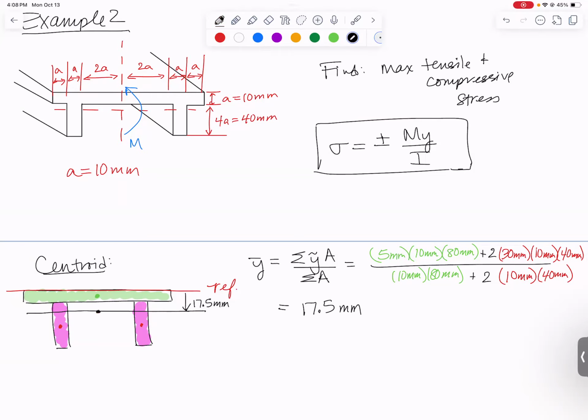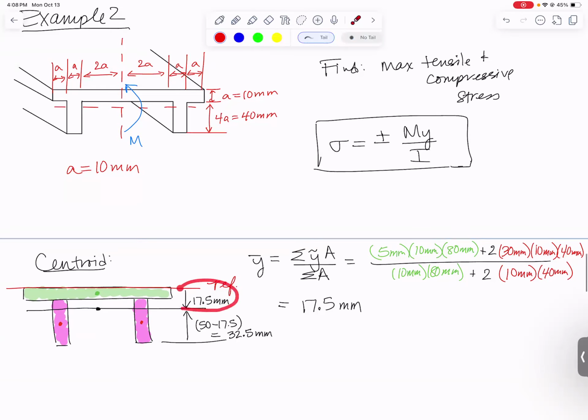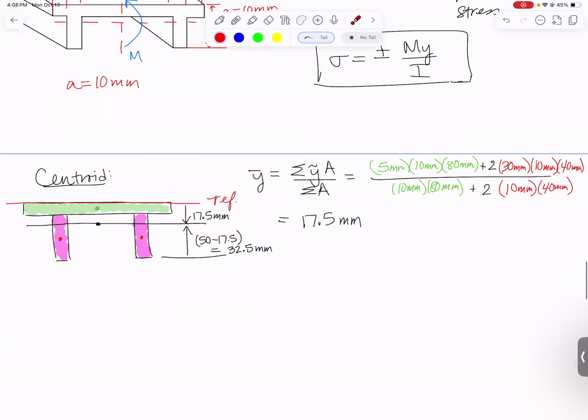The other thing we're going to need is, it's really nice to also know how far that is from the bottom. So since the whole shape is 50 millimeters tall, we can figure that out by taking 50 minus 17.5, which I happen to know is 32.5 millimeters. So we're going to need to use both of those numbers at the end of the problem to find the stress at the top and the stress at the bottom, because we need to know how far we are from the centroid. All right, we got the centroid.